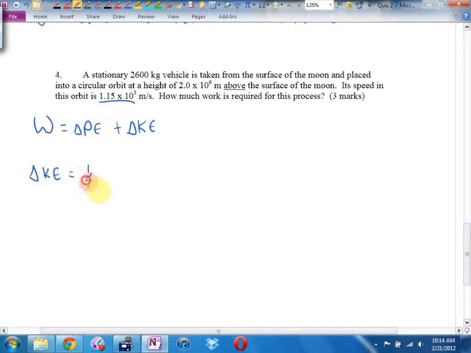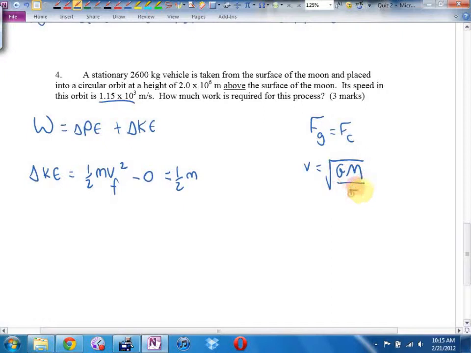So this is going to be a half m v final squared minus, and I think my initial is starting from rest, 0, which is a half m. Oh, I need to find v final. Since I have it in 1A, I know that v equals the square root of big G, big M over R. So v squared is going to be big G, big M over R with no more square root.